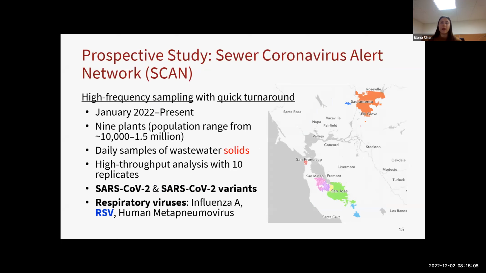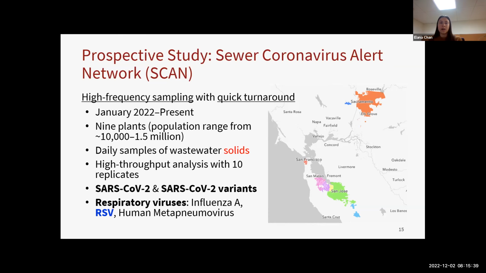So now moving on to how wastewater-based epidemiology is being applied in a prospective manner for the current RSV season. I'll share how the Sewer Coronavirus Alert Network, or the SCAN project, works. This project is characterized by high-frequency sampling with quick turnaround time, and it has been ongoing since the start of the year. There are 9 plants in this project across the Bay Area, shown here in the map, and the population of these treatment plants ranges from about 10,000 people to 1.5 million people.